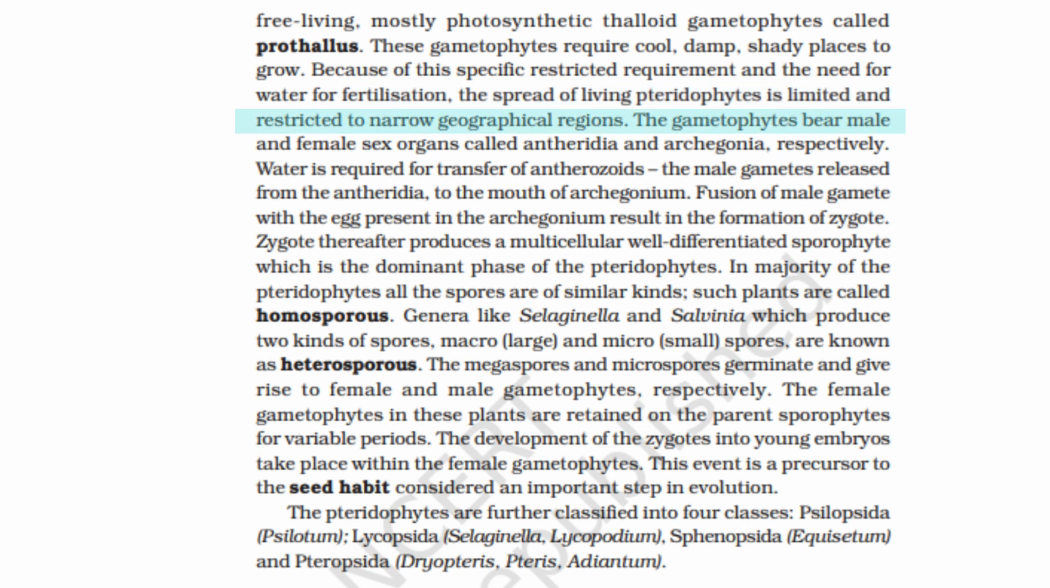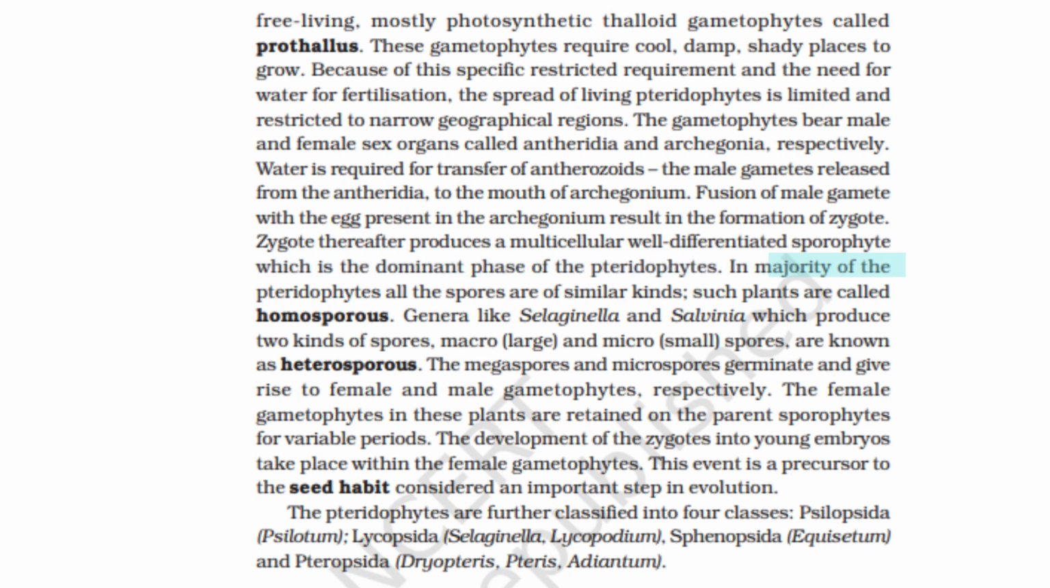The gametophytes bear male and female sex organs called antheridia and archegonia, respectively. Water is required for transfer of antherozoids. The male gametes are released from the antheridia to the mouth of the archegonium. Fusion of the male gamete with the egg present in the archegonium results in the formation of the zygote. The zygote thereafter produces a multicellular, well-differentiated sporophyte, which is the dominant phase of the pteridophytes.